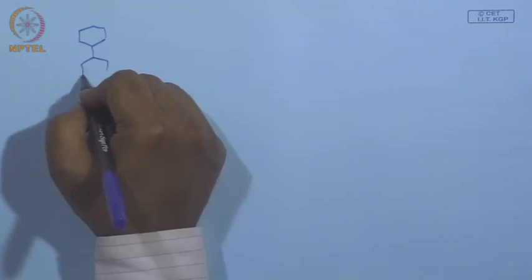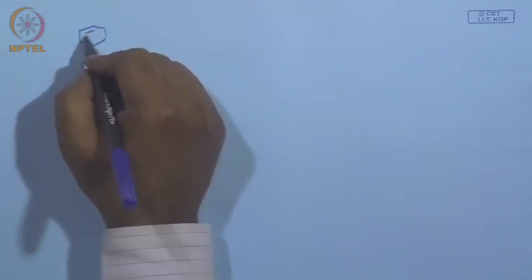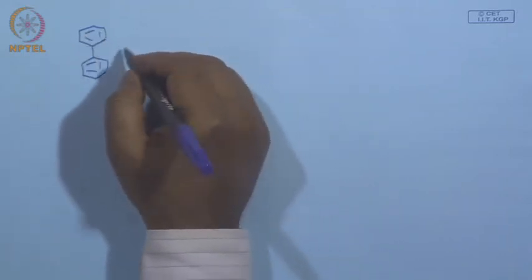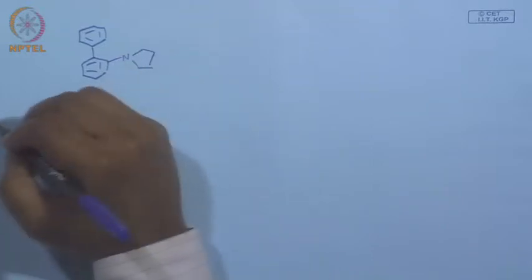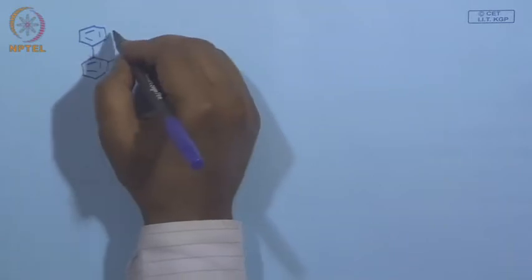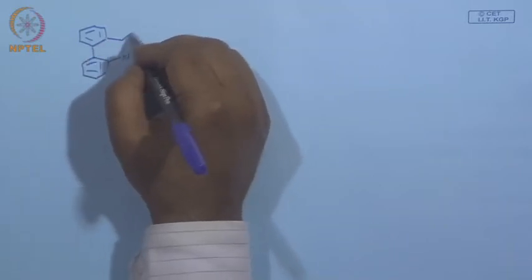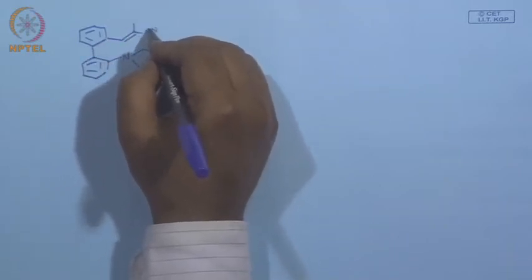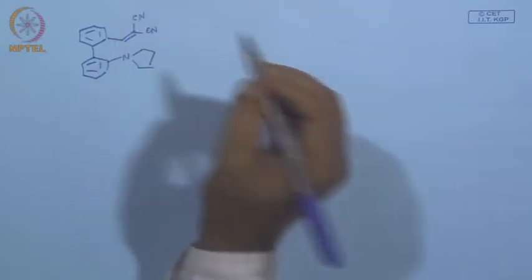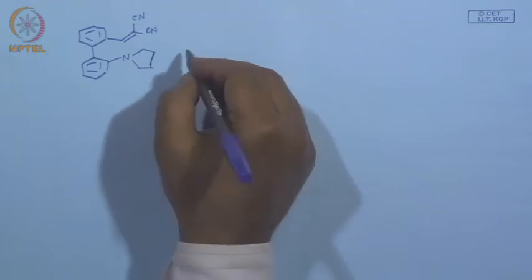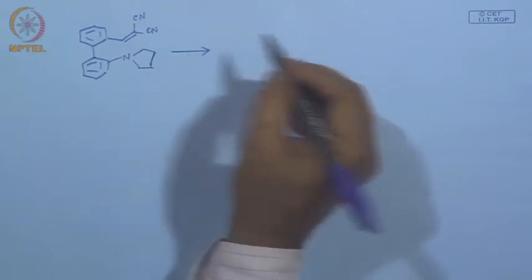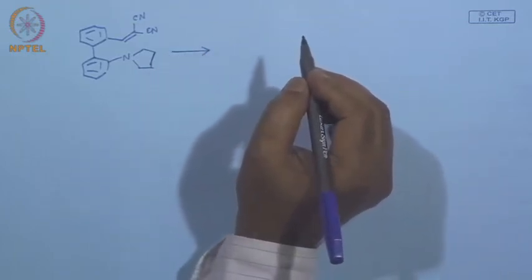Like in this case, it is a biphenyl case. That means the backbone is a biphenyl. In the previous case, it was aromatic, right? And this is common, that pyrrolidine is common. We will see more examples. This and then this gem dicyanoethylene component. Dicyano component.